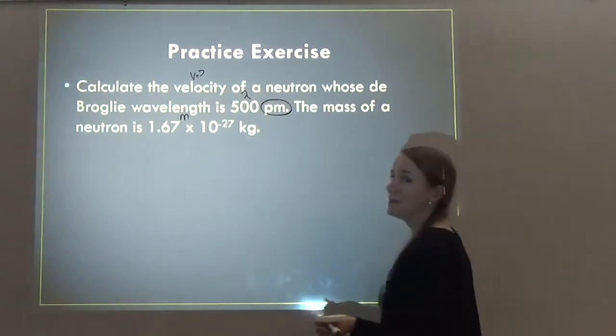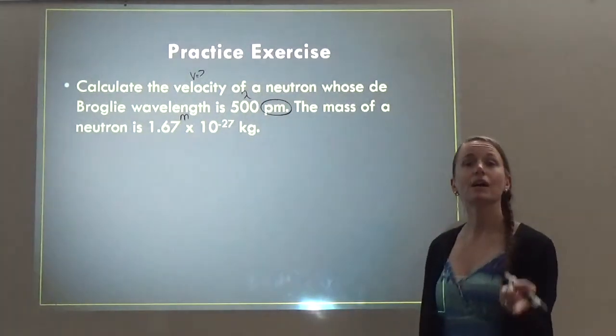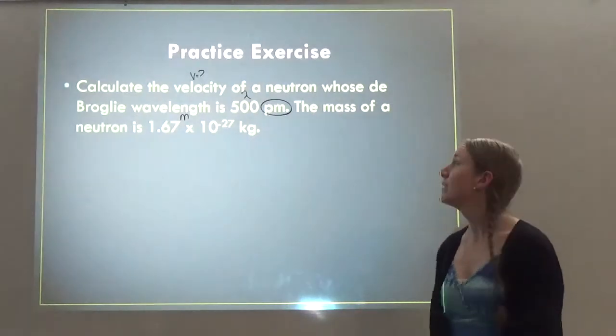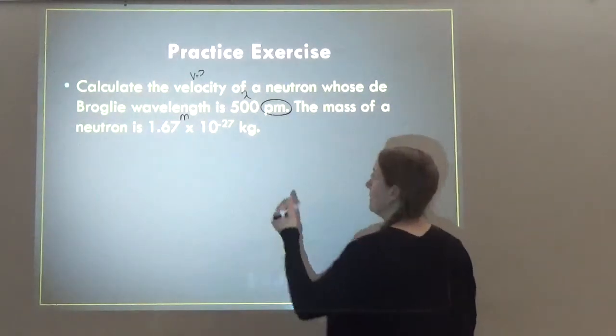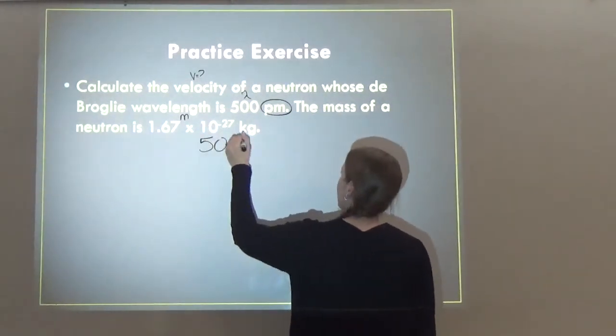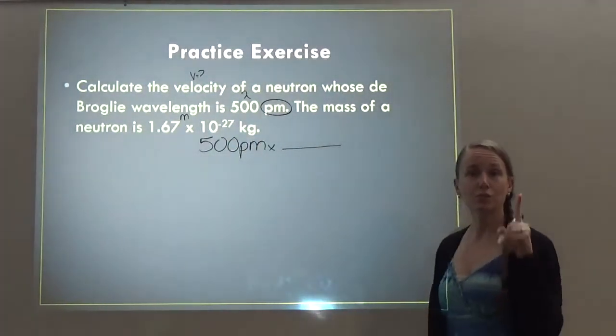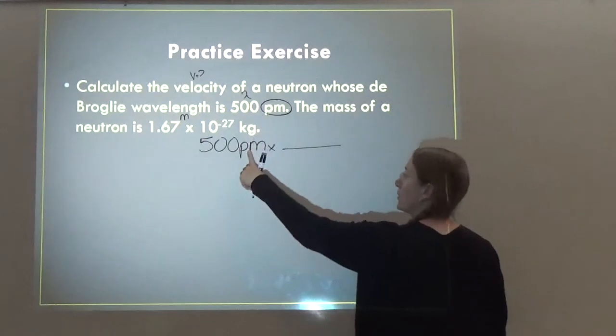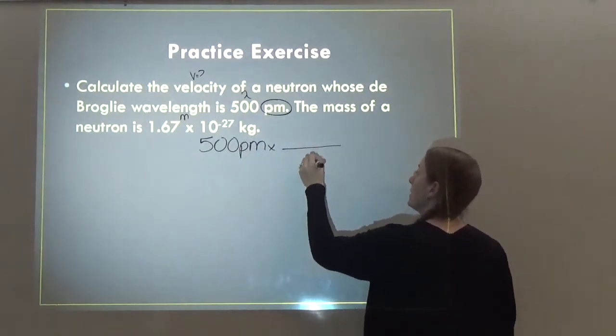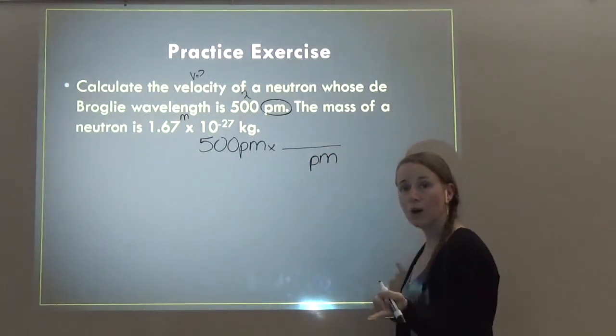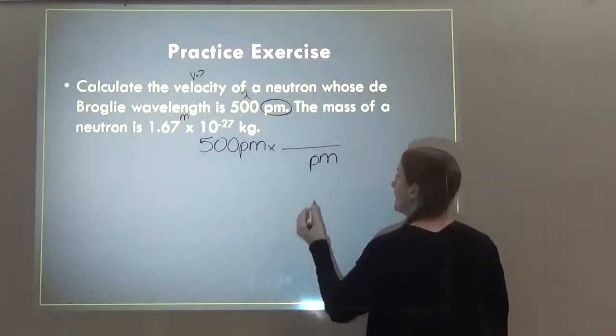Wavelength needs to be in meters, just like when we use our speed of light formula. Wavelength must be in meters. So let me go ahead and fix that. All right, so I have 500 picometers. We're trying to get to meters, so one step. Follow the golden rule, picometer on top, put picometers on bottom. And remember, one prefix unit equals 10 to the x base unit.